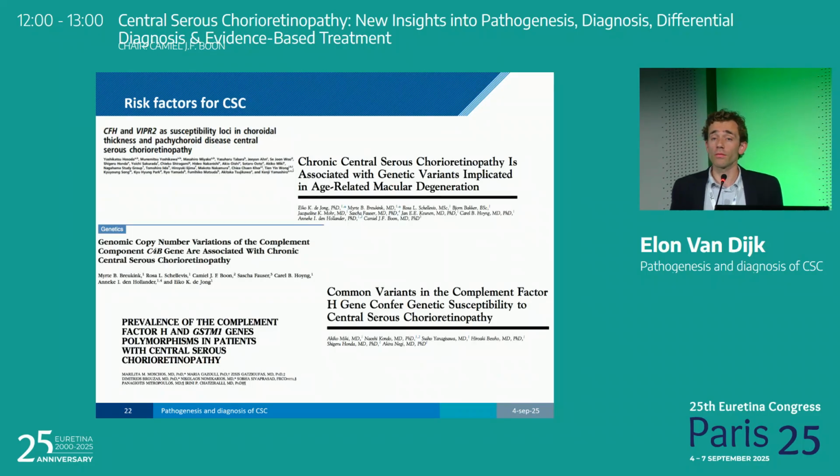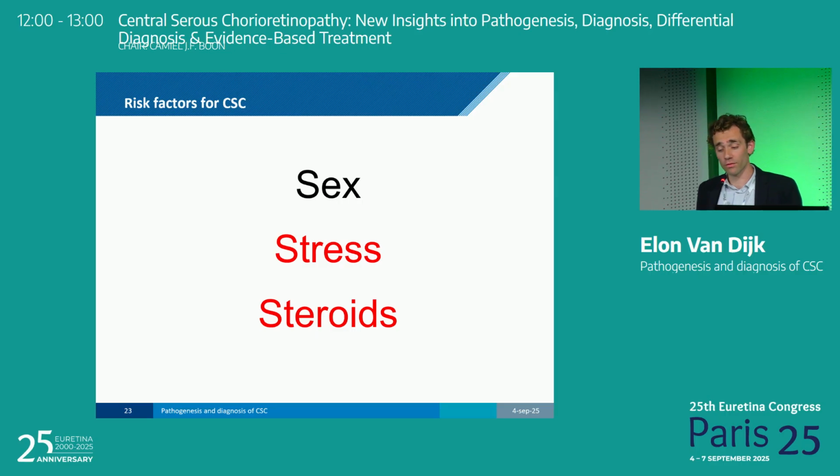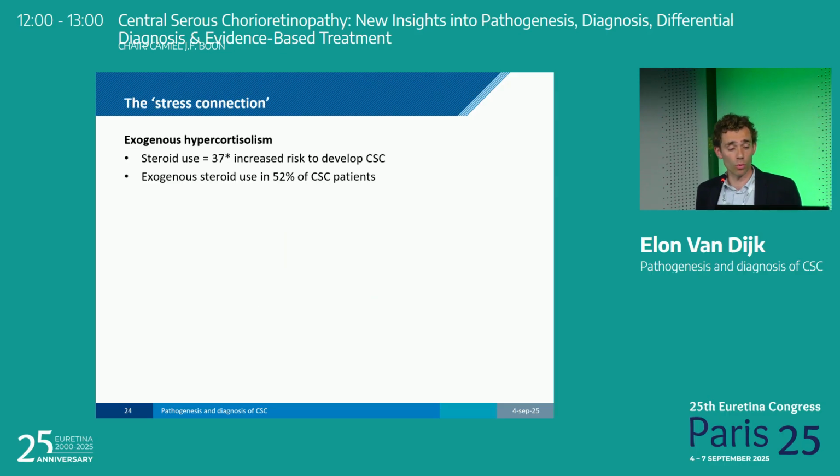Several genes have been identified that have been linked to CSC. The most important genes that have been linked to the disease are in the complement system, so that's part of the innate immune system. But also stress and steroids have been found to be of importance. So let's say exogenous steroid use has been found to increase the risk to develop CSC by up to 37 times. And exogenous steroid use has been mentioned in up to 52% of all patients. Okay, quite a lot of patients use steroids anyway, but this is the most important risk factor for the disease.